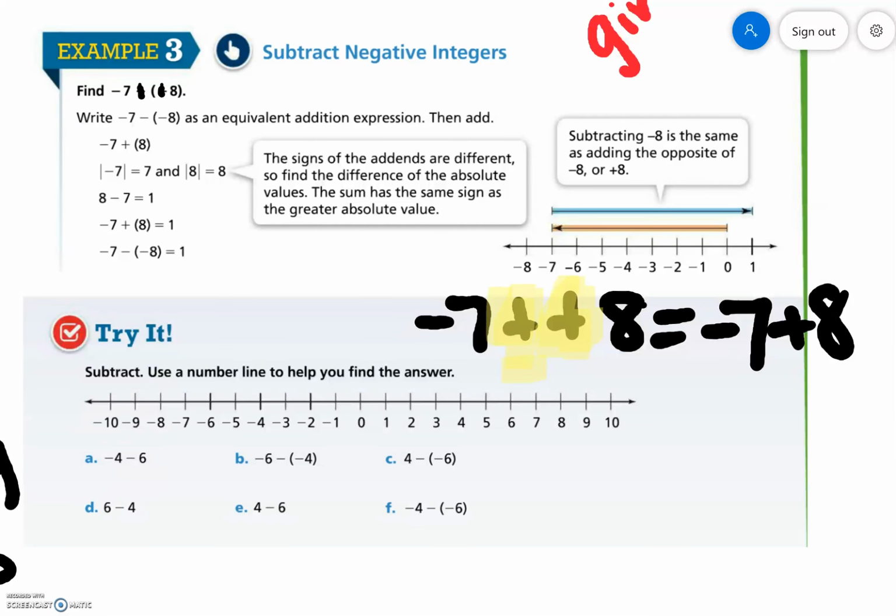I want you to try A, B, C, D, E, and F on your own. When you are finished, raise your hand and we will come around and check. Then you will be given your exit quiz.